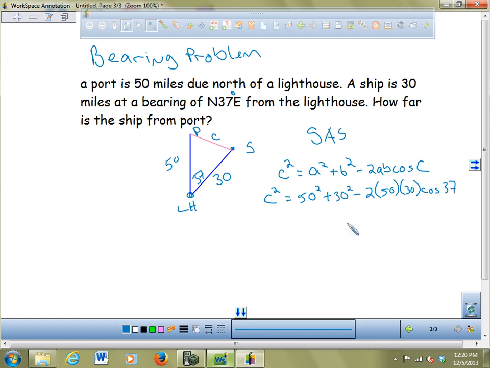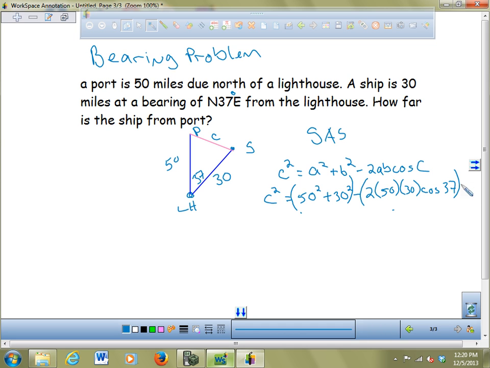What you can't do, that people do all the time, is put this all together: 50 squared plus 30 squared minus 2 times 50 times 30, and then multiply that by the cosine of 37. You can't do that, because of the order of operations. Multiplying and dividing come before adding and subtracting. Please Excuse My Dear Aunt Sally. You have to do this part separately from this part, otherwise you'll get a wrong answer and say your calculator is broken.